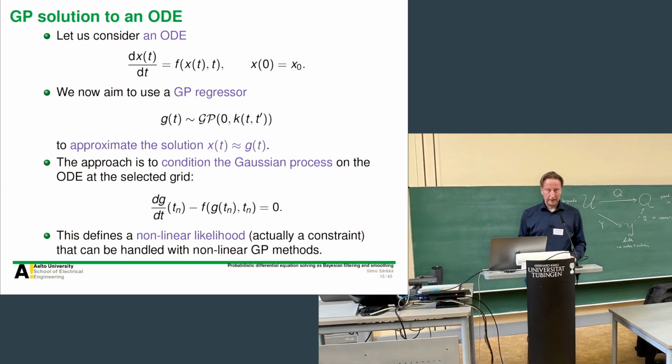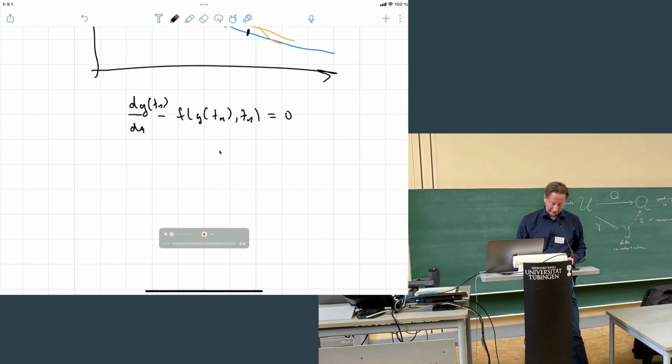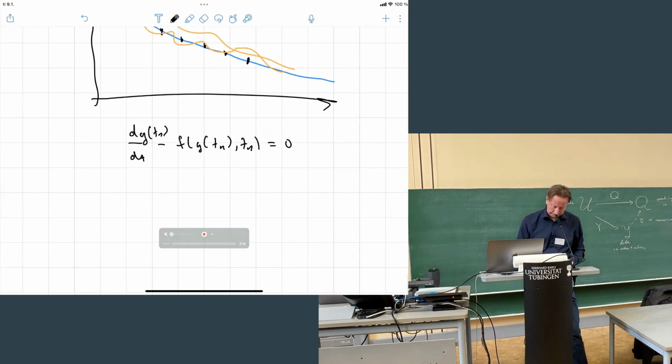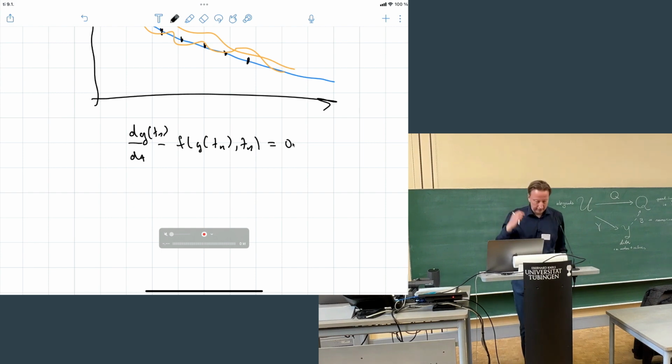But now it's also possible to see this as a, yes, please. Sorry, we don't see what you're writing. Oh, that's a good point. Let's go through this again. I was writing that the constraint is the derivative of g of t at tn minus f evaluated at g of tn is equal to 0. So that is the constraint.